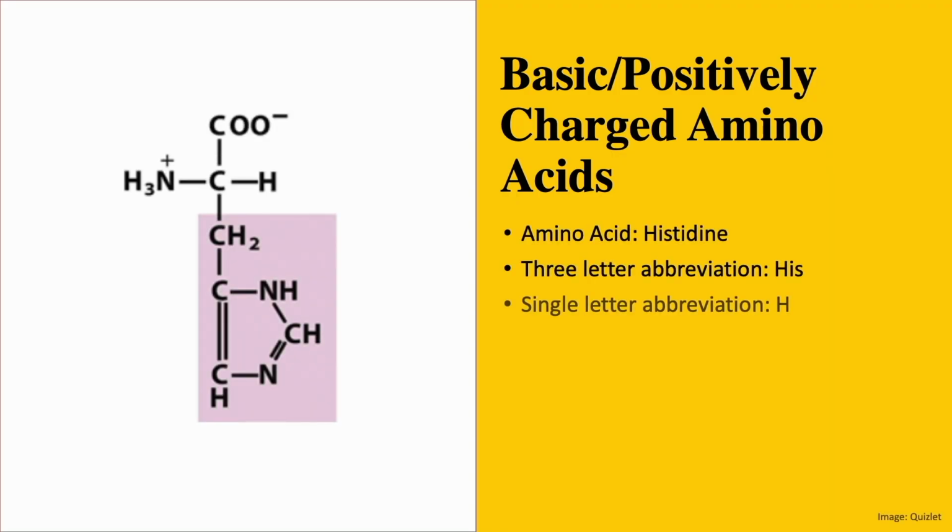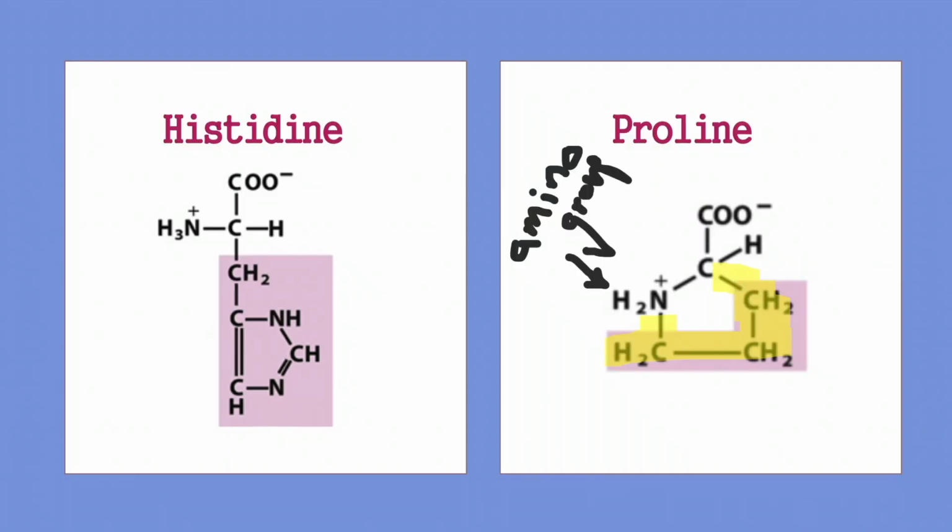And finally, we have histidine. Histidine is one of the easier amino acids to remember because it has a ring structure at the end of the R group. It does not contain a benzene ring, so you know it's not one of the aromatic amino acids. The other amino acid that may look somewhat similar to histidine is proline.